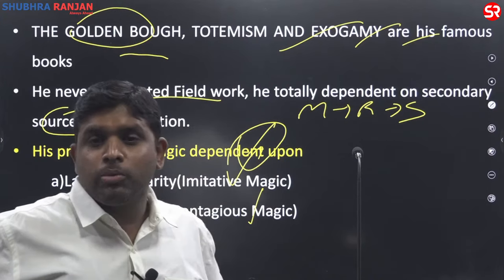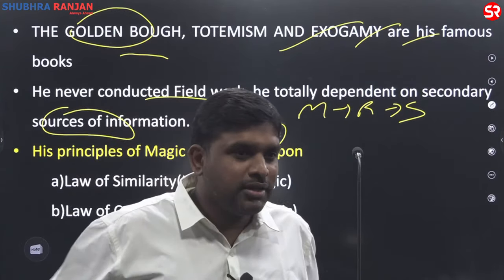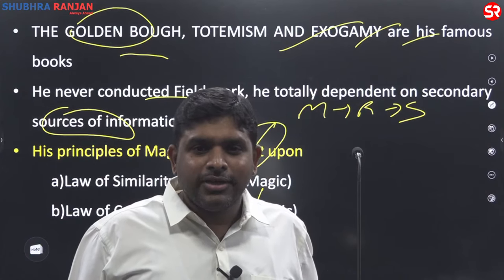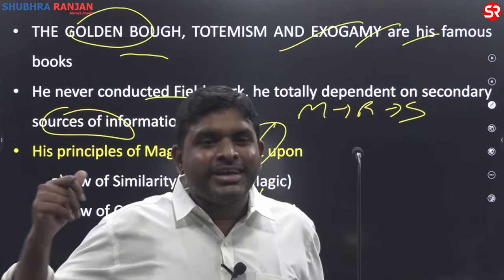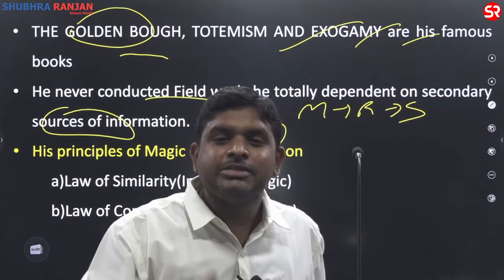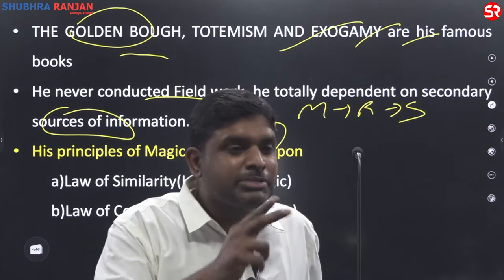You know, we have so many directors who make horror movies, Ram Gopal Varma, etc. So who is the teacher of all these horror movie directors? James Frazer. He gave two principles. One principle is called the law of similarity, the other is called the law of contact.